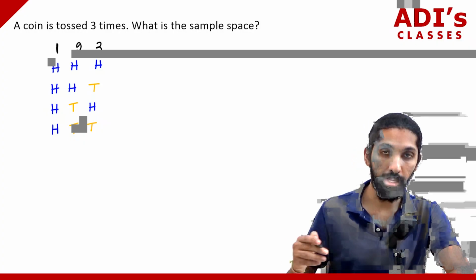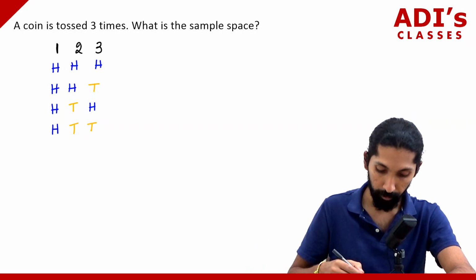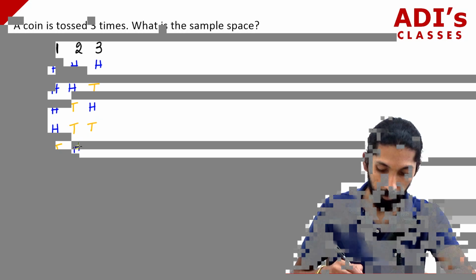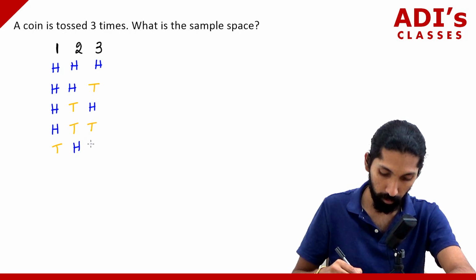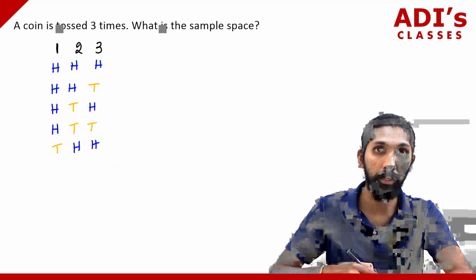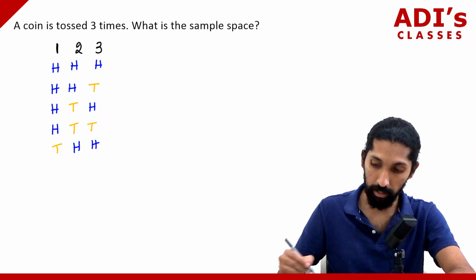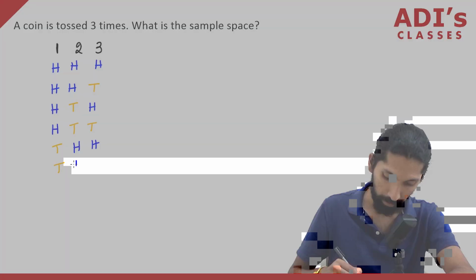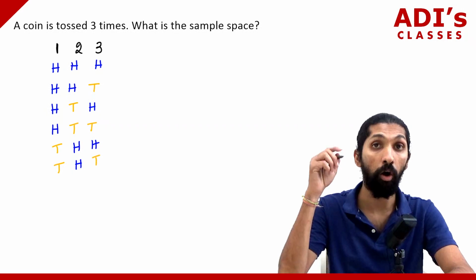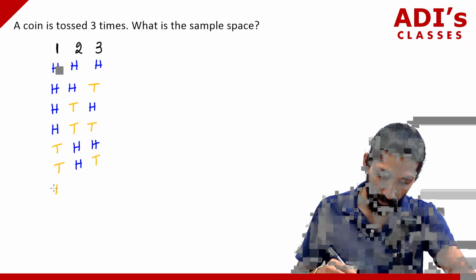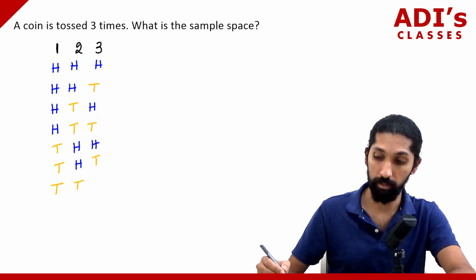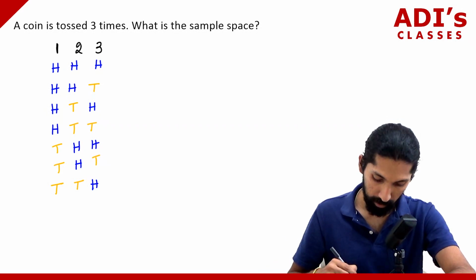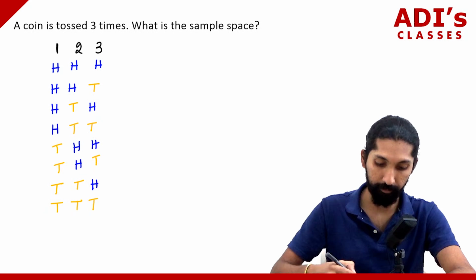So for the first one, we have head, head, head. Now we are going to take a tail. We have tail, this is going to be a head, and this is also going to be a head. Alternate head and tail, isn't it? The next case, this is going to be a tail, correct? And this is going to be a head, and this is going to be a tail. Alternate. Next, we have tail, this is also going to be a tail, and finally, this is going to be a head. And the last one, tail, tail, and tail.